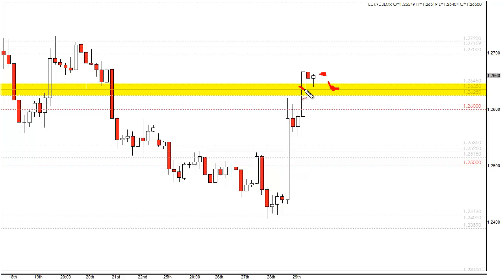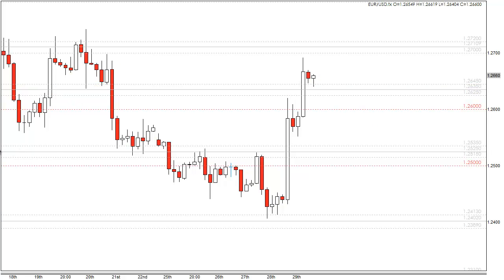The thing is though, it has been broken recently here, and whenever a support or resistance area is broken, it weakens it, and it makes it easier for price to move through it. So while it might provide support for the bears, just be aware that it's been broken recently, so it's not as strong. Immediately below that we have the 1.2600. This is just a psychological level, but it has provided some decent support and resistance in the past few weeks, so just be careful of it. If you're taking any shorts, be careful of this area here and this psychological level here.